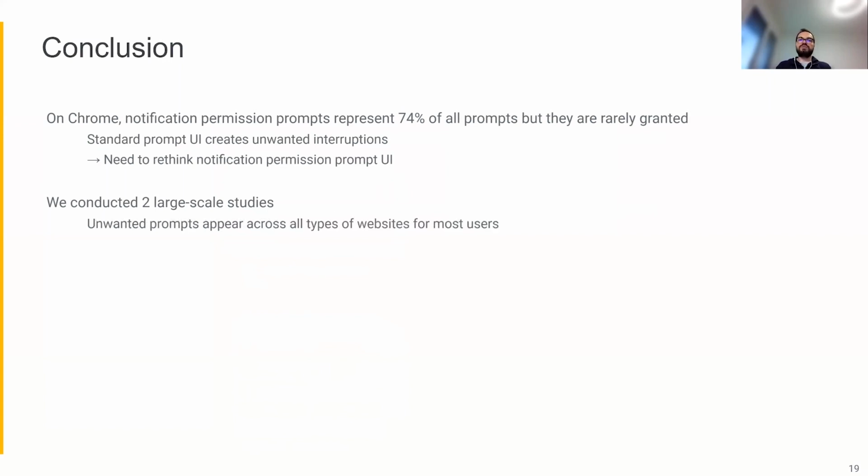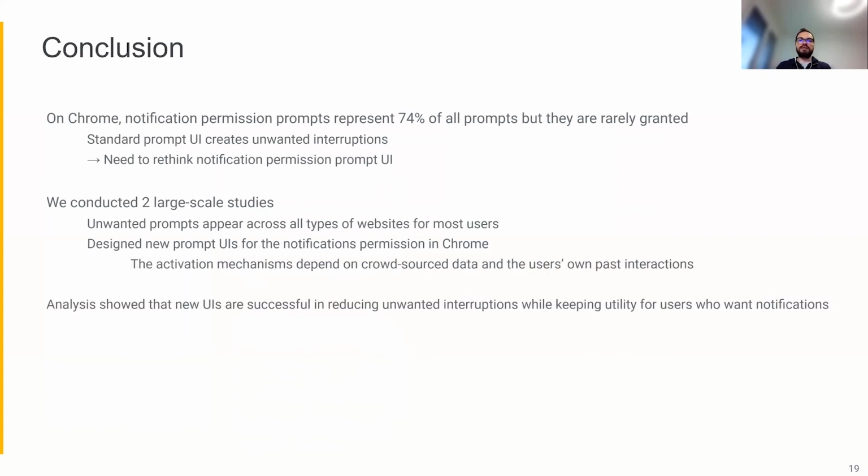Together with the crowdsourced signals, as well as the user's own past actions with the prompt, Chrome is able to reduce unwanted interruptions while keeping the utility for the users who want to see notifications. As part of our ongoing work, we are exploring ways to improve the activation logic for the new UIs to make it work better for more cases where users are unlikely to grant the permission. And we are also considering novel UIs for other permissions as well, such as the chip UI for the geolocation permission, which you can try on Chrome today.